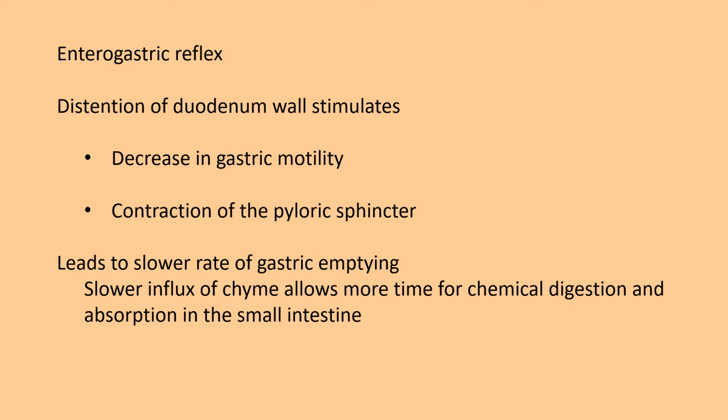And simultaneously, that pyloric sphincter, the valve between the stomach and the small intestine, begins to contract, which slows the rate of gastric emptying. The valve narrows, and so less chyme is entering the duodenum. So this really puts the brakes on gastric emptying. It leads to a slower influx of chyme into the duodenum, and that allows for more chemical digestion and more absorption.